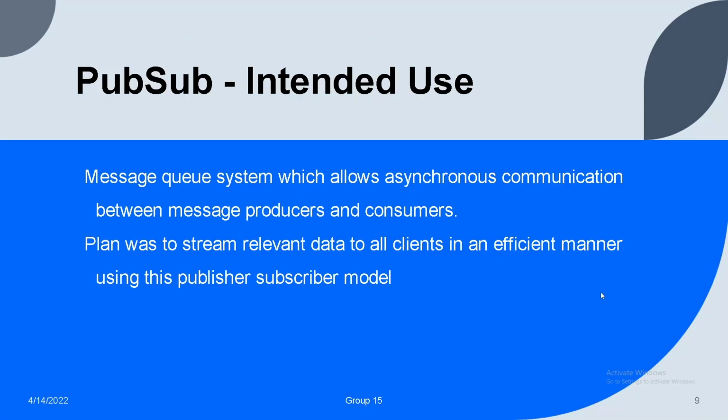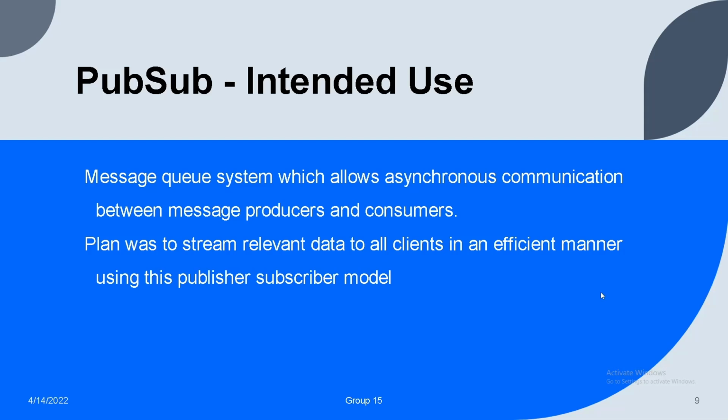So publisher subscriber models are basically a form of a message queue system. They allow asynchronous communication between message producers and consumers. So the plan for this project was to use a publisher subscriber model to stream relevant data between clients in an efficient manner. The basic idea was to have various producers and consumers.